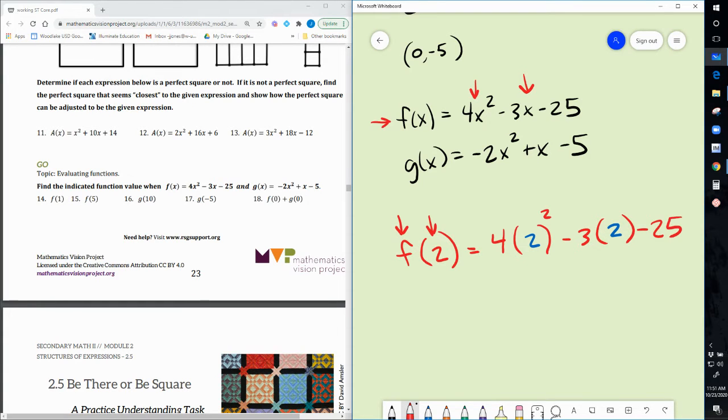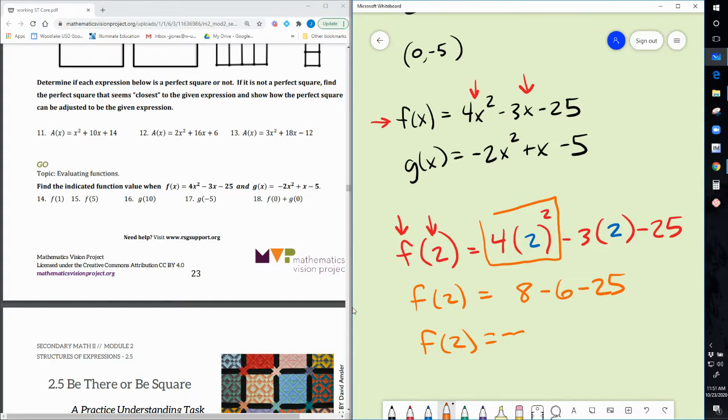Then we just solve using PEMDAS. PEMDAS says parentheses and then exponents. So 2 to the second power is 4. 4 times 4 is 16... Minus 3 times 2 is 6. Minus 25. Then we just go ahead and solve this. So f of 2 equals this, which means f of 2 equals whatever that equals. I'm going to pull out my calculator because I'm allowed to. If I put in all that, my answer is -23. So make sure you can get that on your calculator. I got that because I plugged in 2 for all my x's in the f equation.